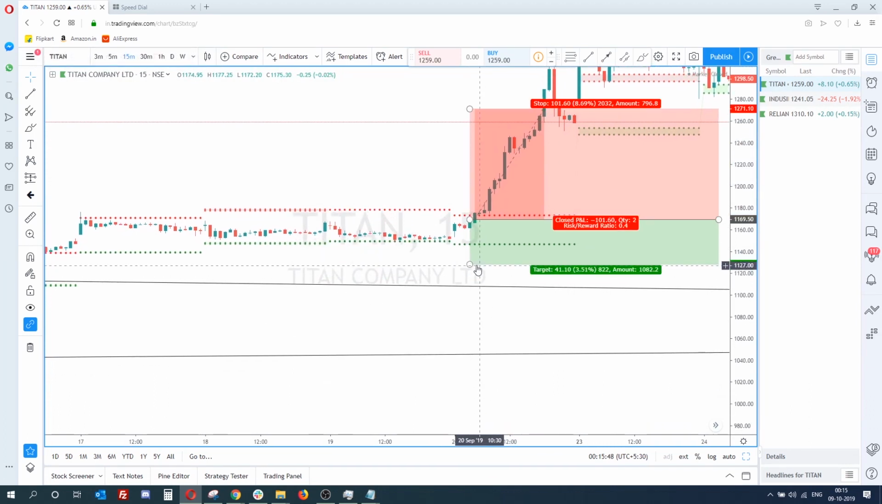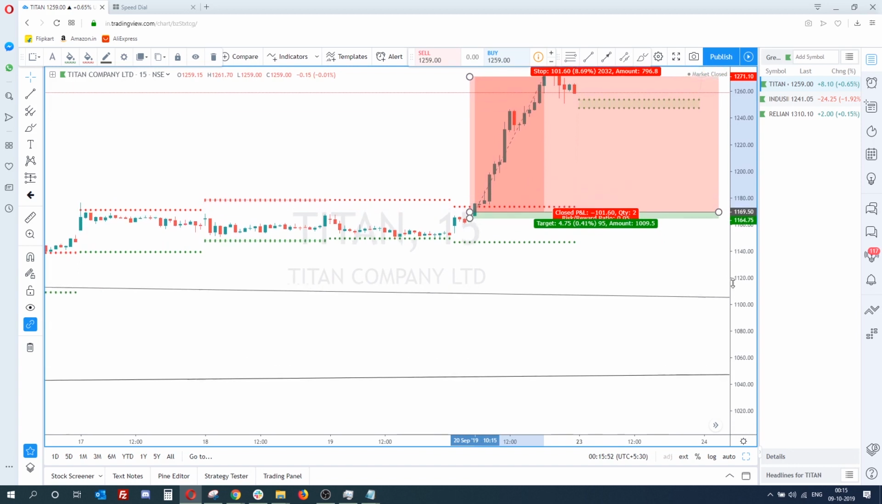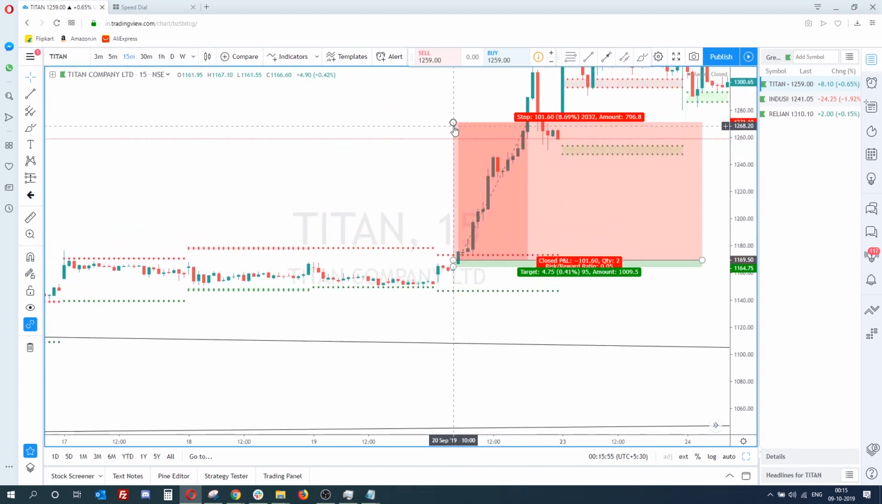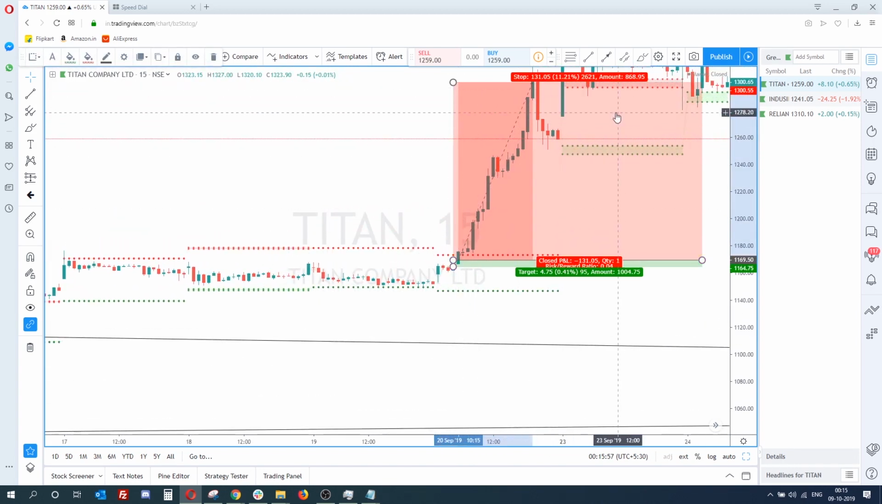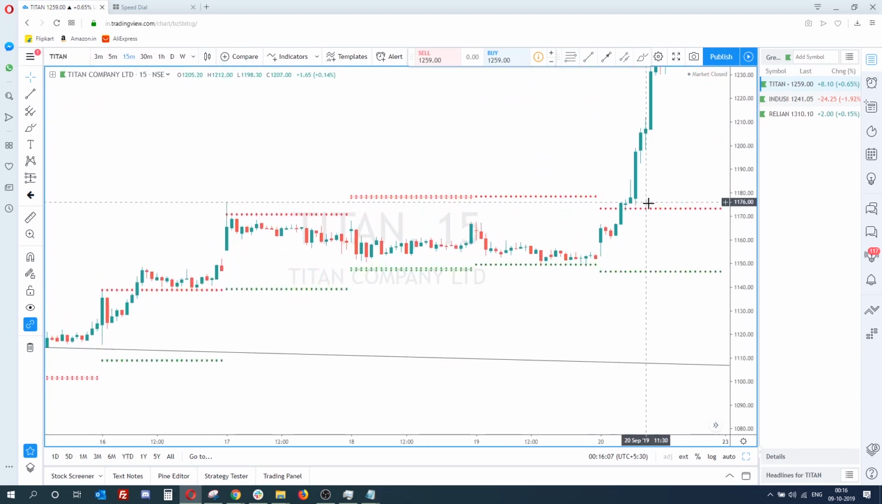Your stop losses. That's a 131 point move in a 1,000 rupee stock. That's like an 11% move.